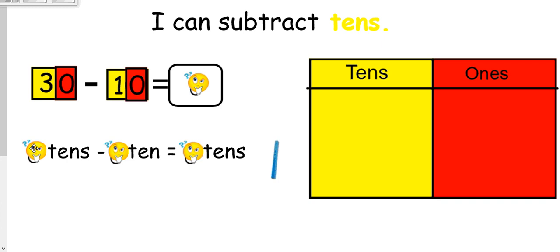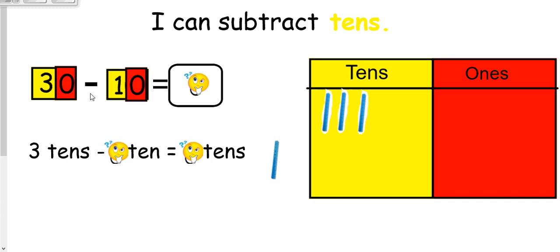How many tens does 30 have? 3 tens. So build it with me. 1 10, 2 tens, 3 tens. 30 is made with 3 tens. Let's count them to be sure. 10, 20, 30.